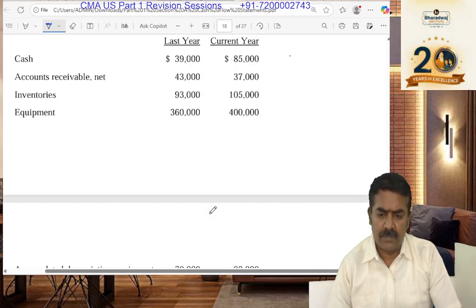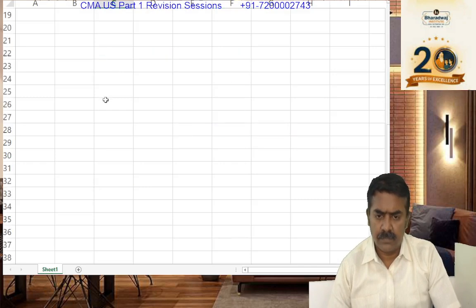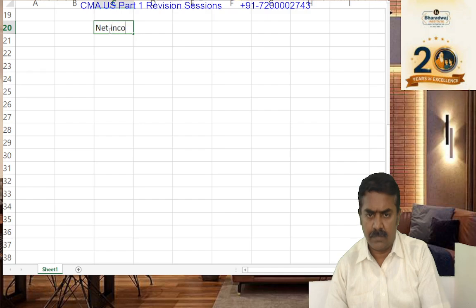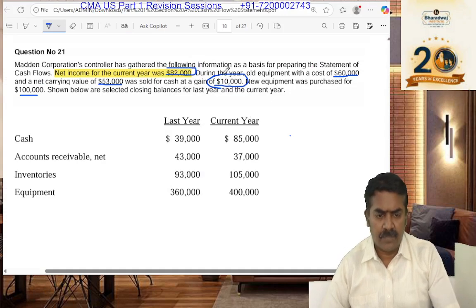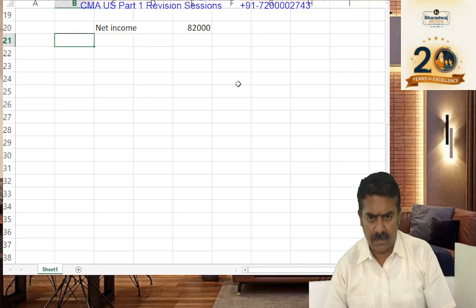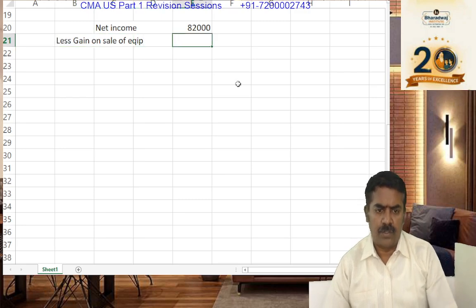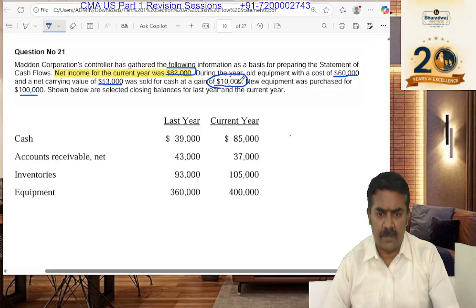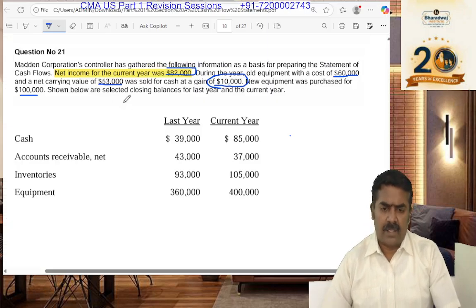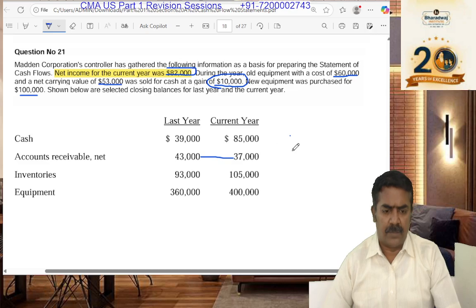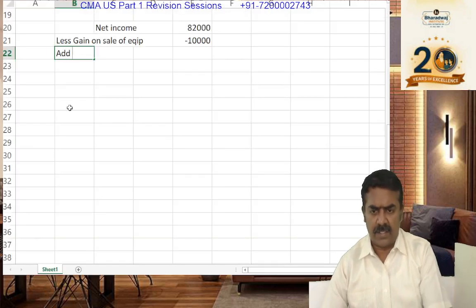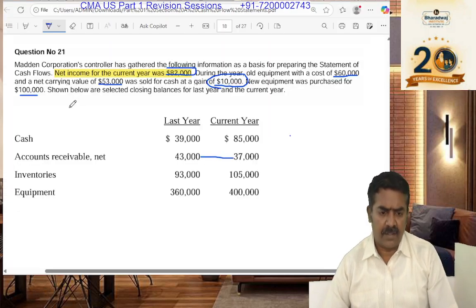What is the net income given? 82,000 given to us. Then, what is the gain on sale of equipment? Sold for how much? Minus 10,000. Eliminate the gain. And accounts receivable, last year to current year decrease. So what will you do? Add. Decrease in current assets. Decrease in which one? Accounts receivable. We'll add 1,000.